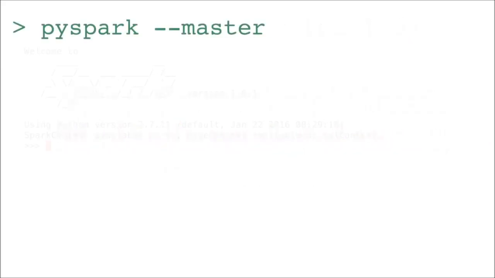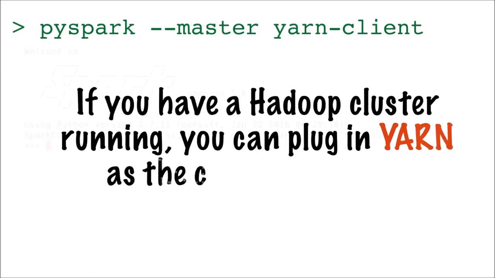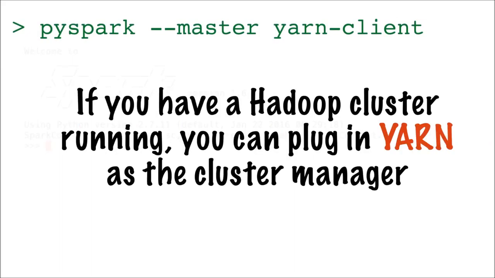You can also use the PySpark command to specify the yarn resource manager to use as your cluster manager. You can simply say --master yarn-client, and this will plug in yarn from your Hadoop cluster to use as your cluster manager in Apache Spark.